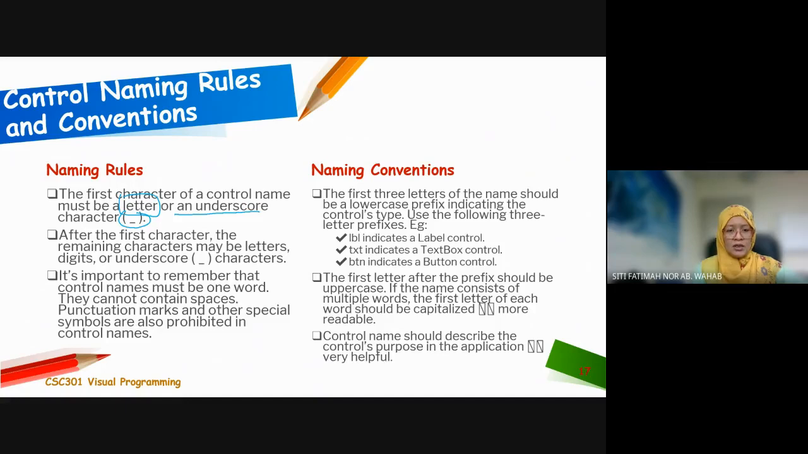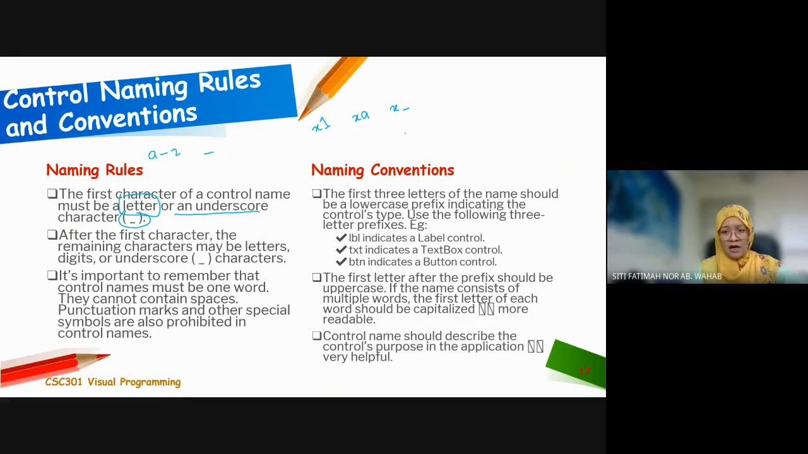Okay, a control name can only start with letters A, B, C until Z, or an underscore. After the first character, the remaining characters may be letters, digits or underscore. Let's say you start with X. The second character can be 1, can be A, can be underscore. Alright? And then it is important to remember that a control name must be one word.